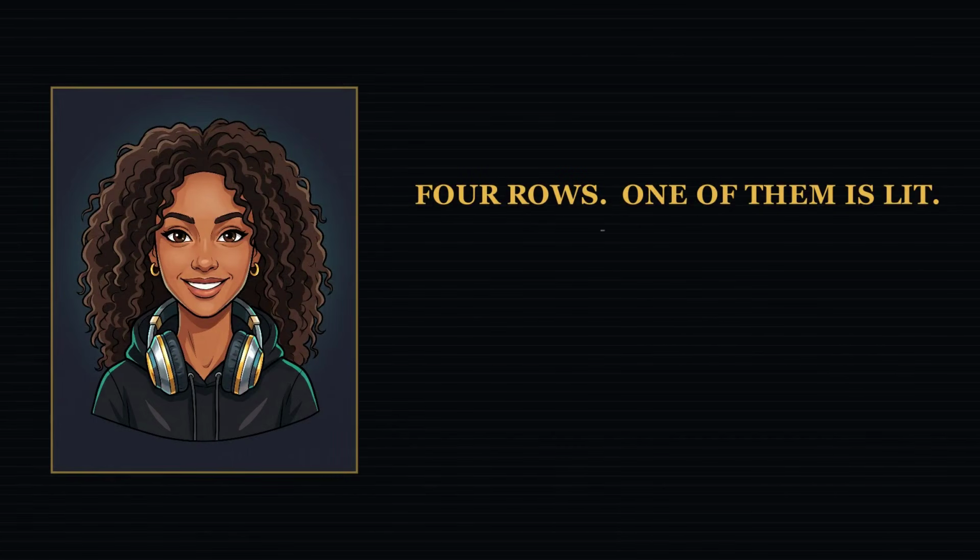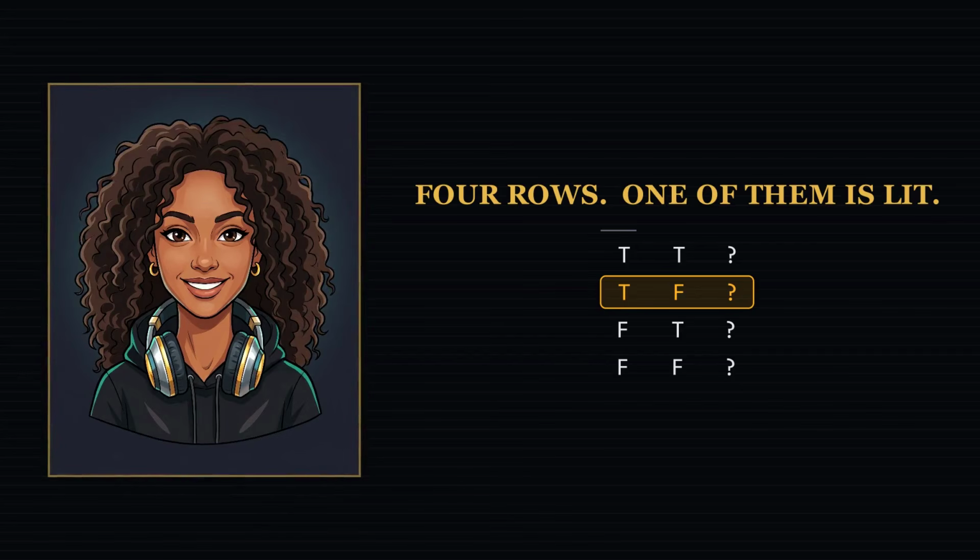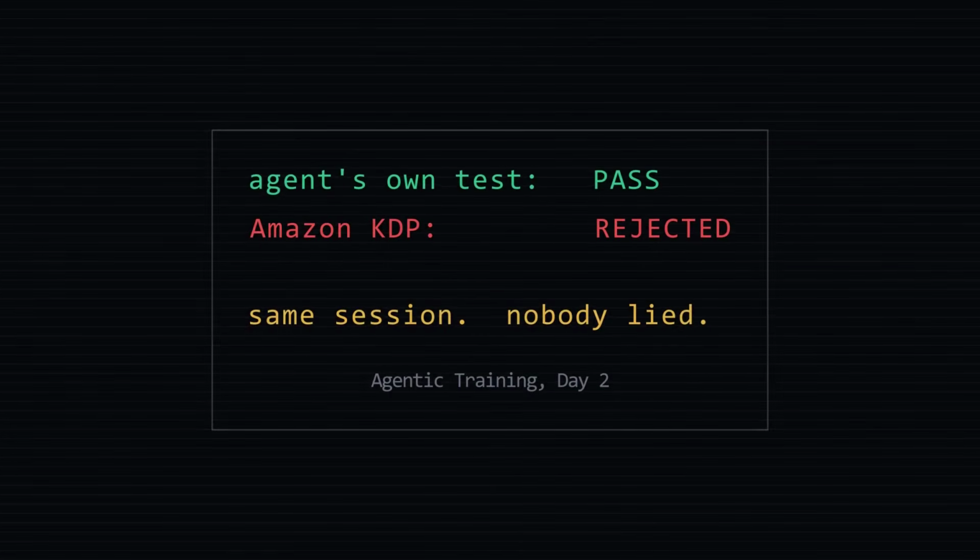Rows, 3 of them are dim, 1 of them is lit. Every green check mark you have ever trusted was a bet about the lit row. Today, you learn to read it. Day 2 of our agentic series.